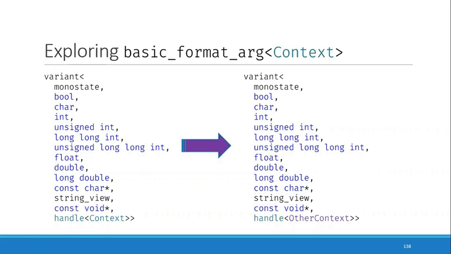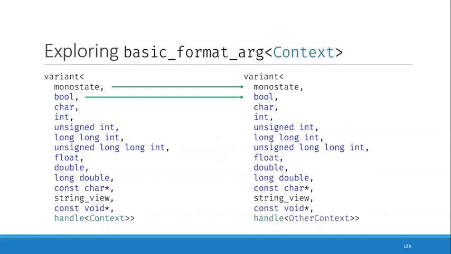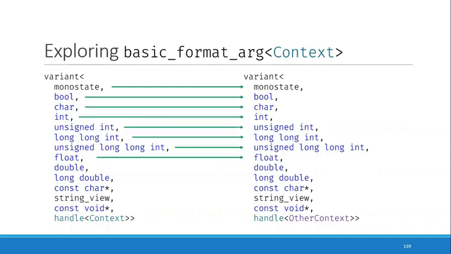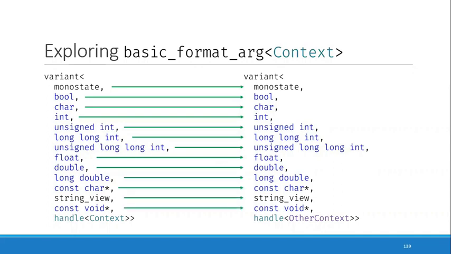And so if we start looking down the types, converting monostate is easy. It's just monostate. And converting bool is easy. And we can go down the list. All these types are just the same. So converting most of this variant is trivial because we just preserve it. The only one that doesn't work is this handle conversion. And this is actually impossible.